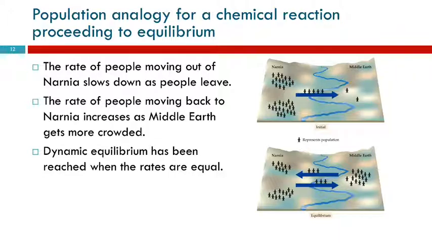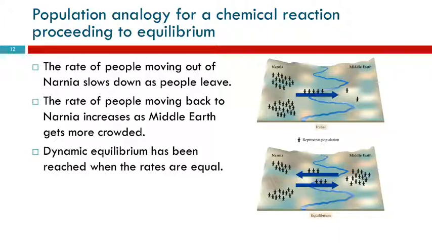So we have this analogy where two different fantasy worlds meet. We've got Narnia and we've got Middle Earth, and they're separated by a river. We're going to look at population changes as an analogy for equilibrium. Initially on this map, we have a lot of people living in Narnia. There are very few people living in Middle Earth.